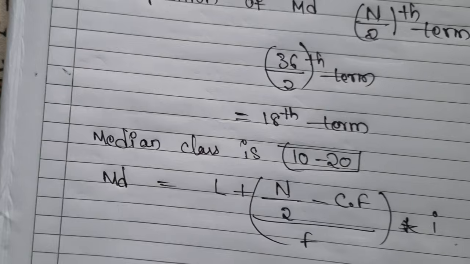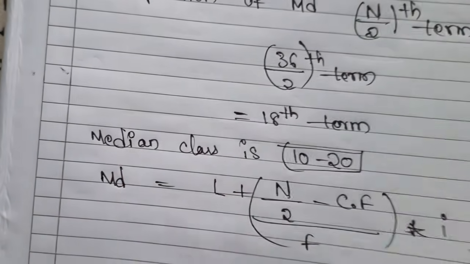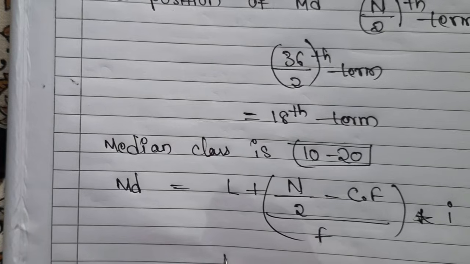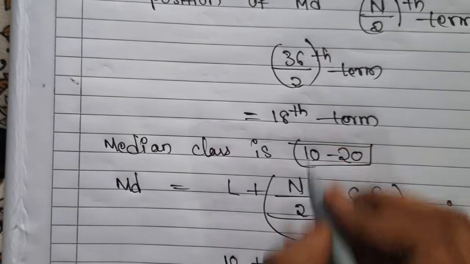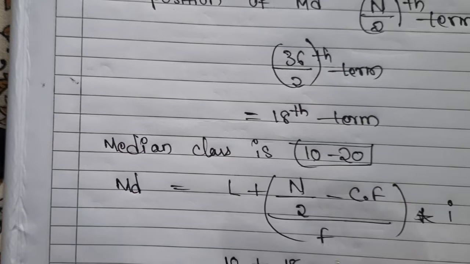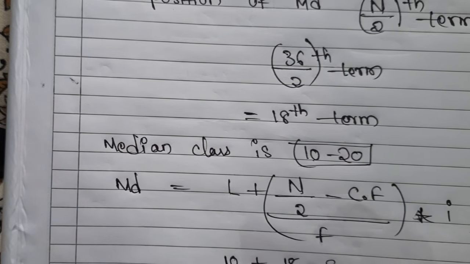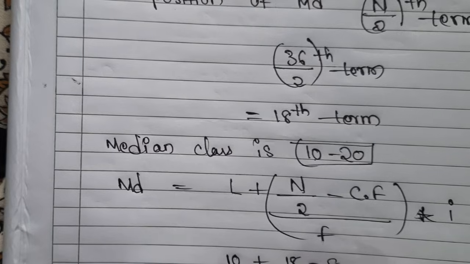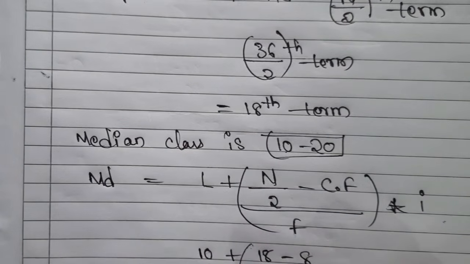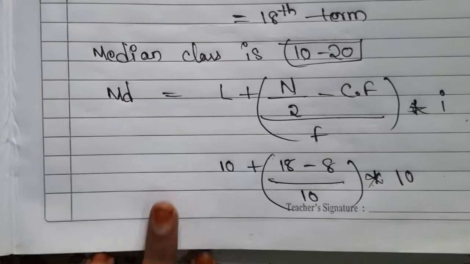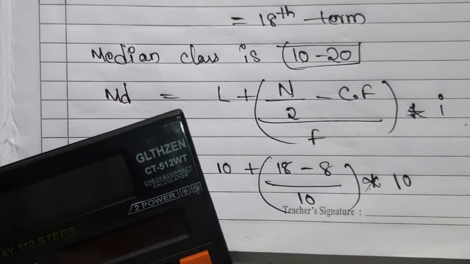Okay, so you just take all the values into this formula. L, how much it is? Lowest frequency, it is 10, plus n by 2, it is 18, minus cumulative frequency. The above one we will be taking, as same it is 8. Frequency, how much it is? It is 10 only. Whatever we have took here only we will be taking, and then we are going to multiply it with 10.